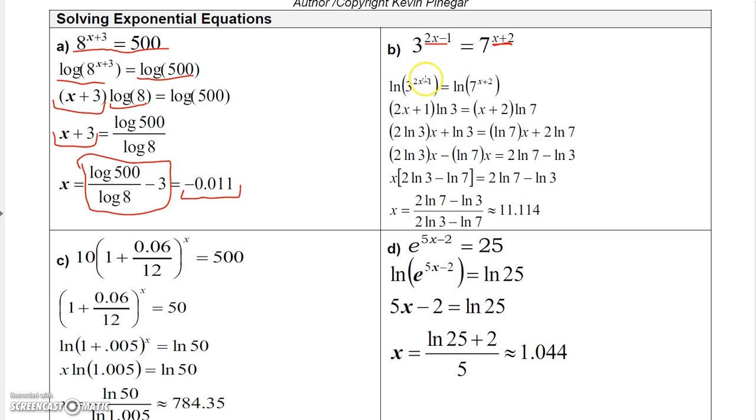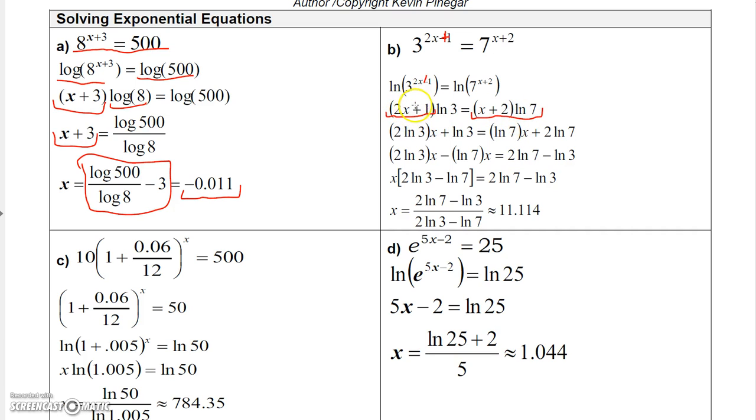Well, the natural log of, now before I do anything here, let me make one little correction. That should be a +1 right there. Okay, so if I take the natural log of 3 to the 2x plus 1, and again it should be there too, then the natural log of 3 to the 2x plus 1 would actually be 2x plus 1 times the natural log of 3. And then if I take the natural log of 7 to the x plus 2, that's going to give me x plus 2 times the natural log of 7.